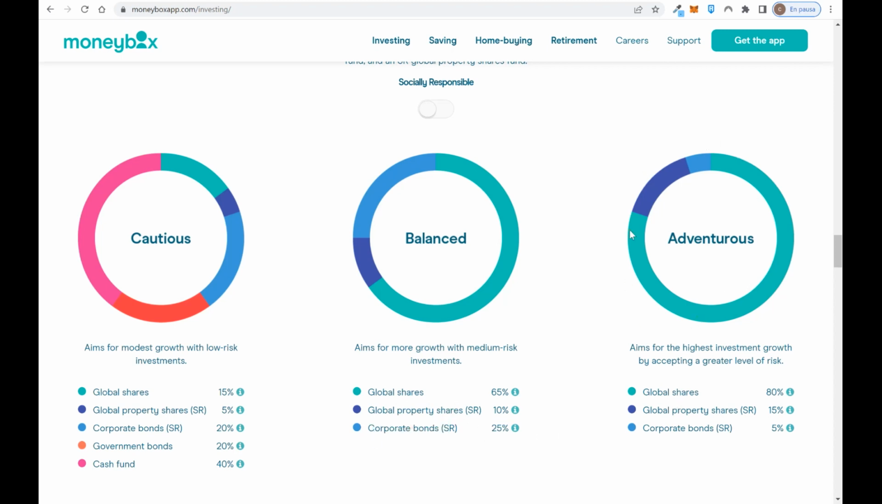And if you are the riskier type of investor, you will have 80% allocation into global shares, for example, Apple, Tesla, Facebook, Amazon, and more. 15% allocation into companies that invest in property, and just 5% into corporate bonds.